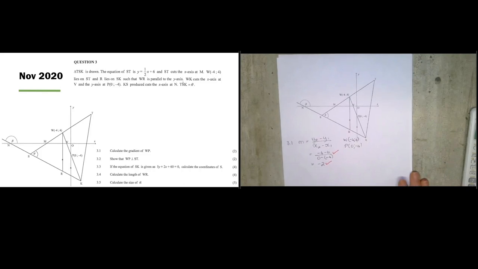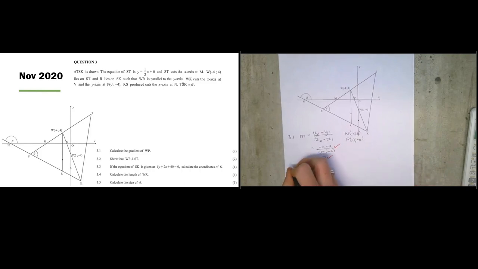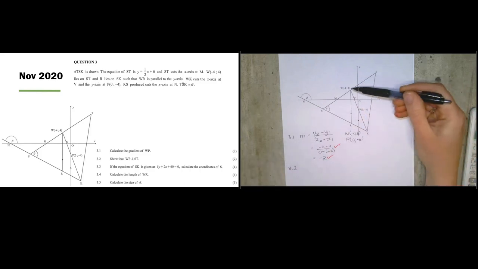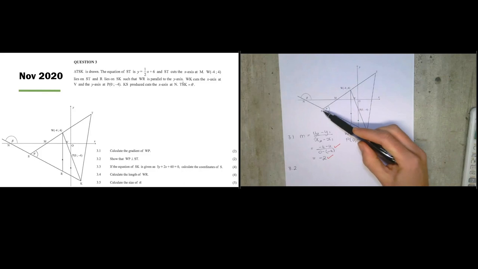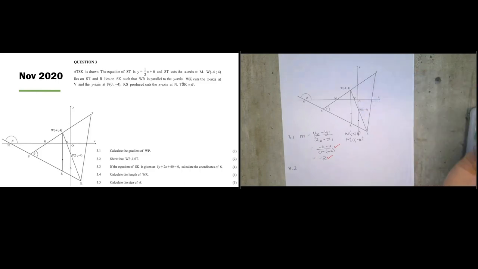Question 3.2. They ask me to show that WP is perpendicular to line ST. What do we know about perpendicular lines? If I multiply their gradients, I should get negative 1. Do I have the gradient of WP? The gradient of WP we just calculated is negative 2. Do we have the gradient of line ST? Yes, we do. At the start, they told me the equation of line ST, y is equal to a half x plus 6. So we know the gradient is a half. So now I've got to multiply those gradients and hopefully get an answer of negative 1.